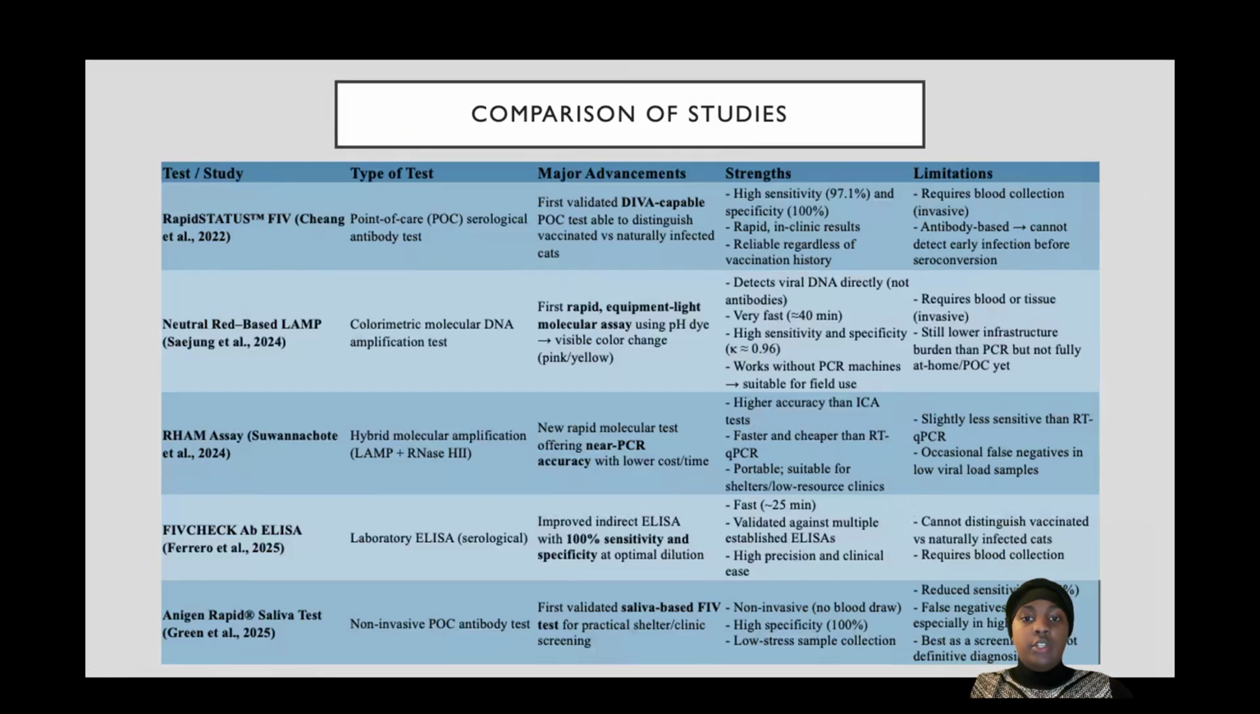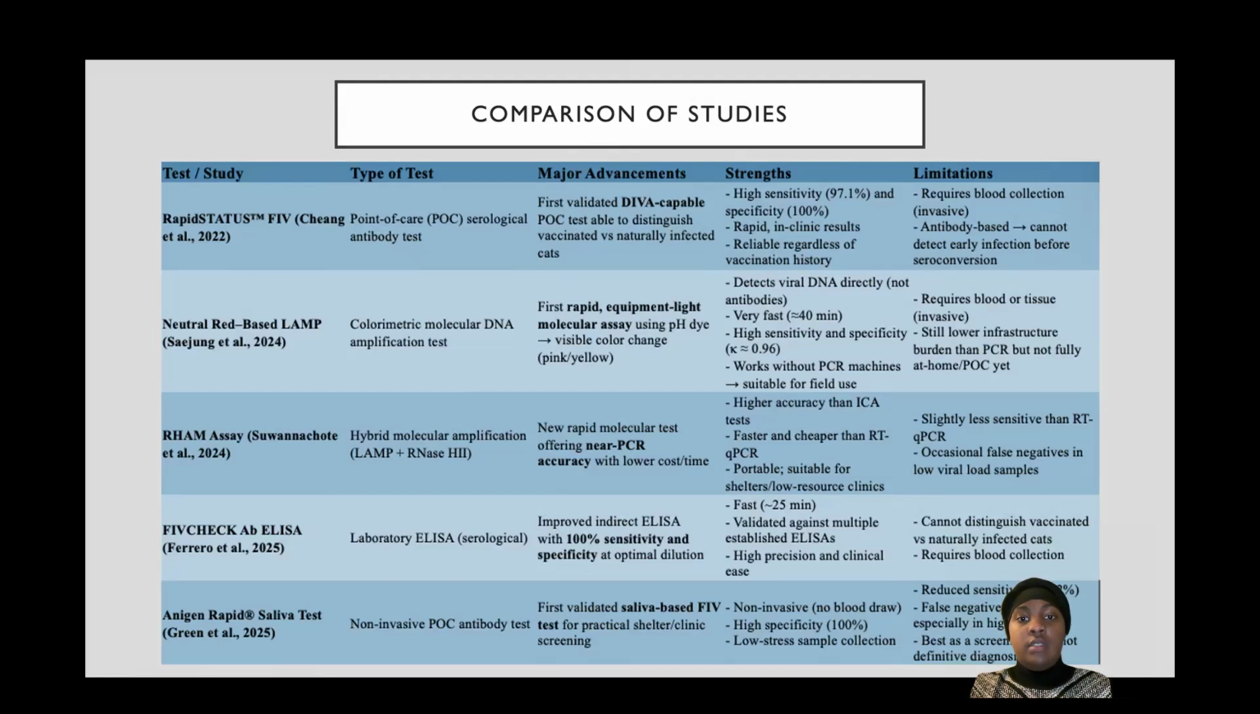And here, I just want to show a comparison of all the studies I found and their contributions, and the two studies I wasn't able to cover due to time constraints. One of the two studies I wasn't able to fully cover was the RAM assay, done by Sawana Shode and collaborators, in which they studied the performance of a hybrid molecular amplification test. It offered a higher accuracy than ICA tests. It is faster, cheaper than PCRs, and is more portable, which is suitable for shelters and low-resource hospitals.